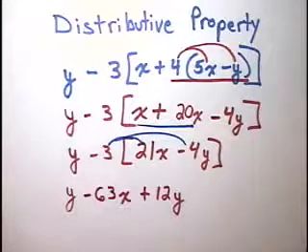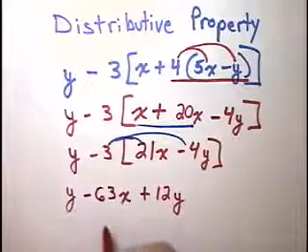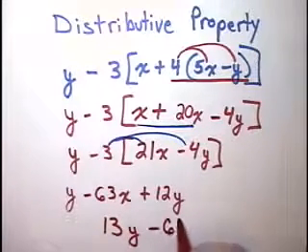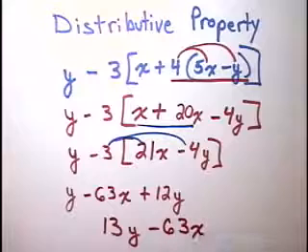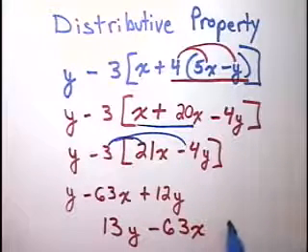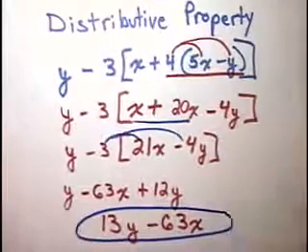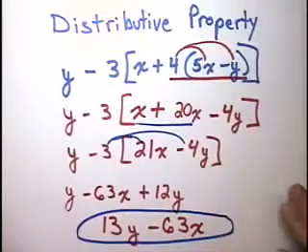So all I have left to do is to collect my like terms. And I see that I have a y and a 12y, which would combine to give me 13y minus 63x. And since those are not like terms, there is no more that I can do to simplify this. So the messy thing that I started out with can be simplified down to the two terms, 13y minus 63x.